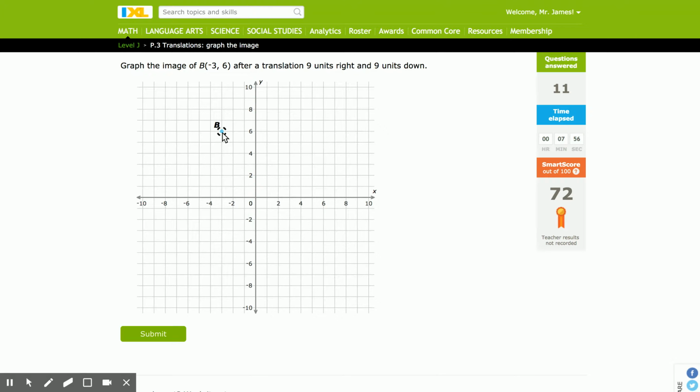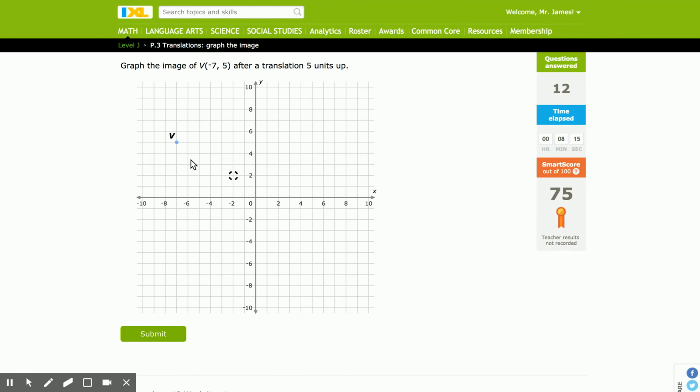Starting at -3, 6, we're going to move 9 units to the right, which I happen to know -3 plus 9 is 6. And then 9 units down, so from +6 down to -3. Again, you can count the points. You don't have to do it in your head the way I just did.